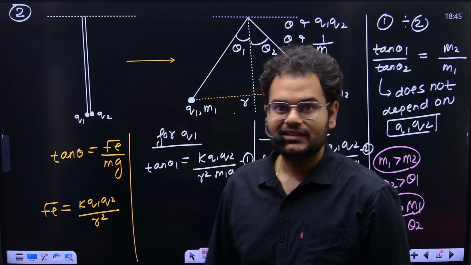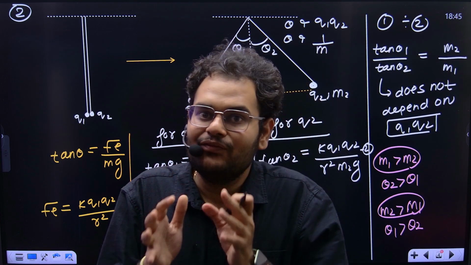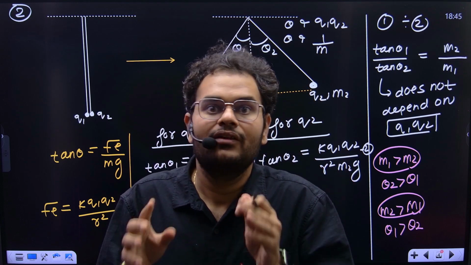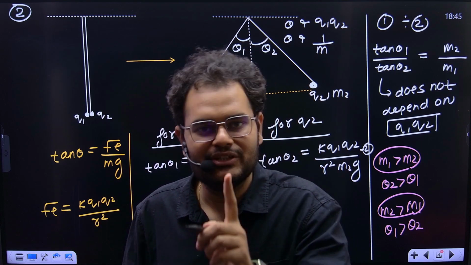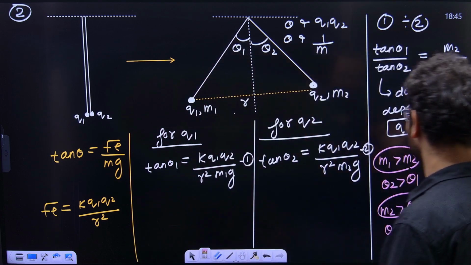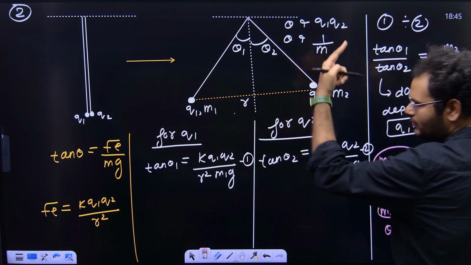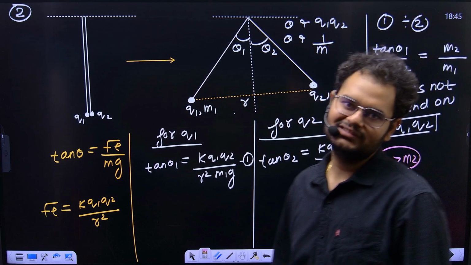You got the difference? If someone asks which angle is greater amongst the two, that only depends on what? Mass. Lesser is the mass. So have we written correctly? Definitely. So if m1 is greater than m2, this angle will be more. This is a very, very important slide.